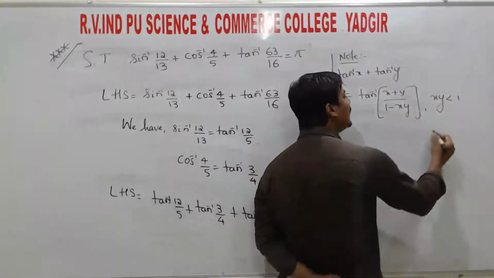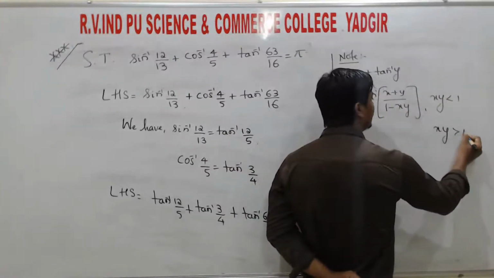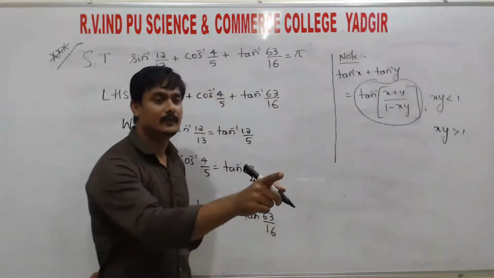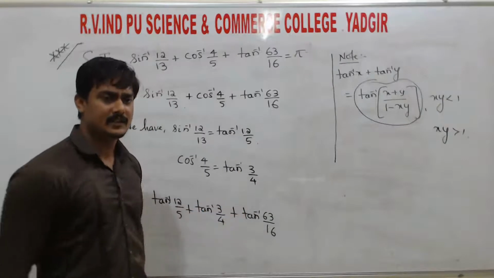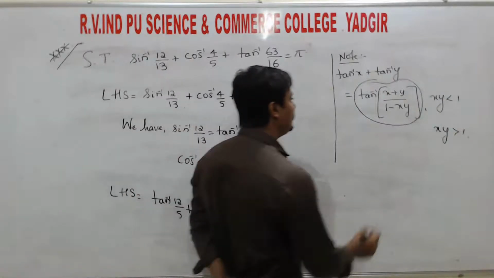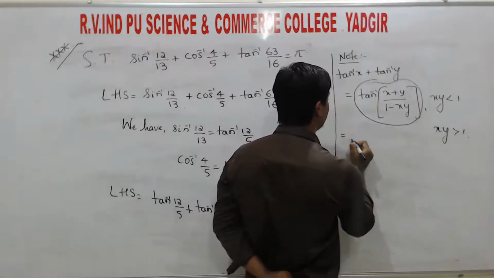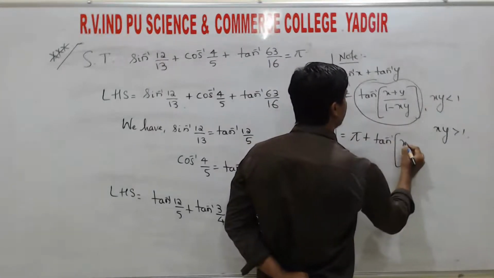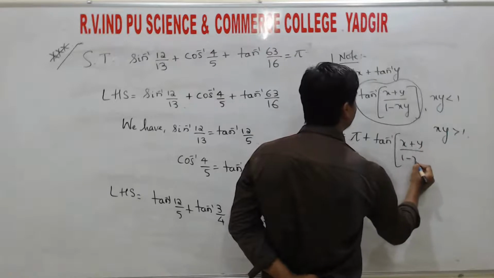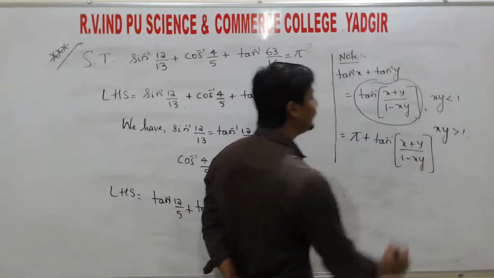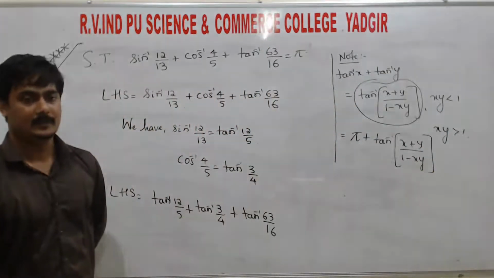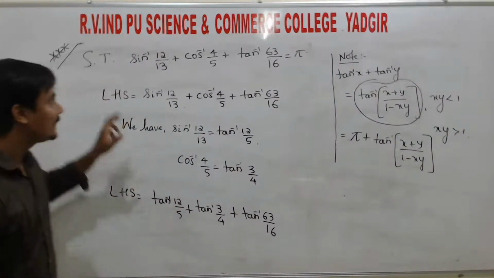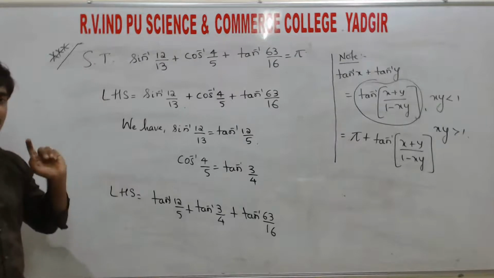If x into y is greater than 1, can I use the same formula? You cannot use it. We need to make a small change in the formula. What is that? If x into y is greater than 1, we use the formula as pi plus tan inverse of x plus y divided by 1 minus x into y. Right? That's why I have put triple stars in this problem.